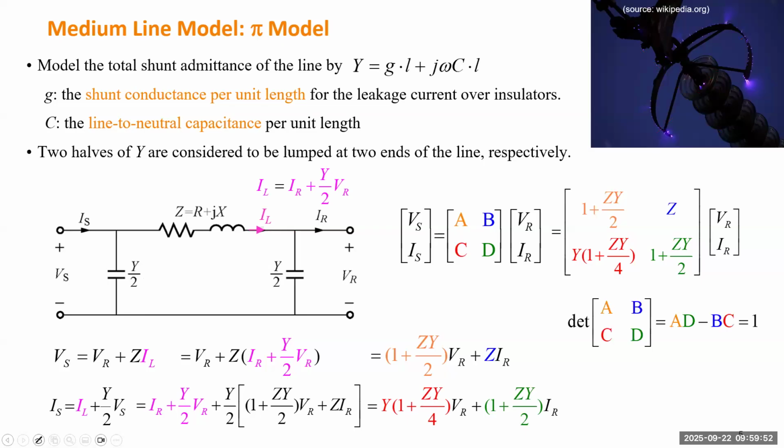Okay, next the line is passive because if you calculate the determinant, you multiply this orange item by the green item minus B times C. You can easily prove that it's 1. So only this 1 is left. All the other elements involving Z and Y will cancel. So the line is passive.